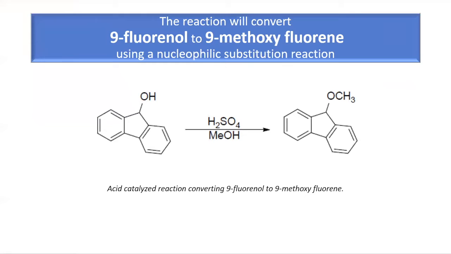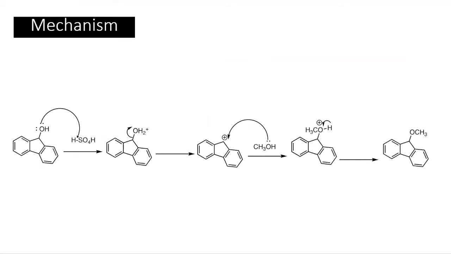This week, we will be converting 9-fluorenol to 9-methoxyfluorene with an acid catalyst. This will occur through the following mechanism. First, the alcohol functional group will be protonated from sulfuric acid, forming water, which is a very good leaving group. The water will then leave, forming a planar carbocation that can be attacked by the methanol. Once attacked, the methanol can then be deprotonated, forming the product.